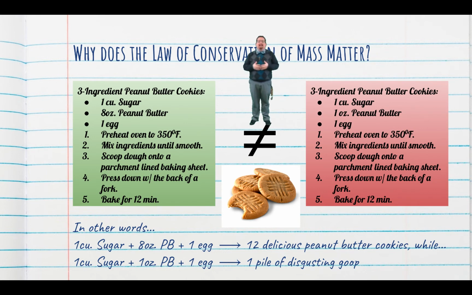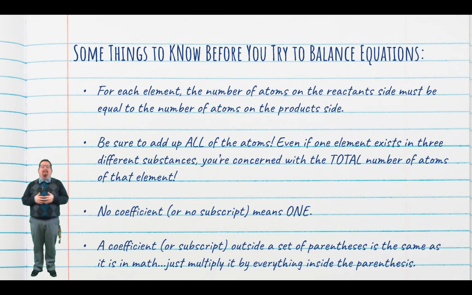It's the same concept with chemical equations. It's not that a reaction is going to blow up. It's just that they won't turn out the way we're expecting. Before we start balancing equations, here are some things you need to know.